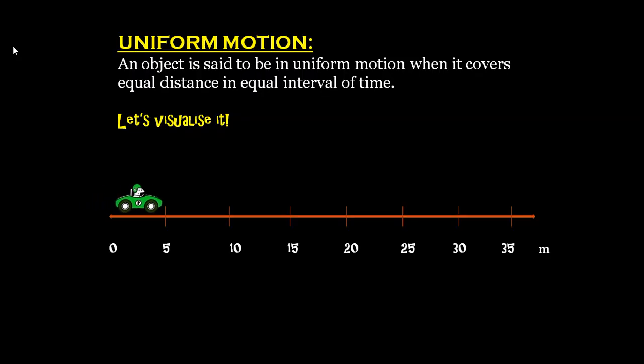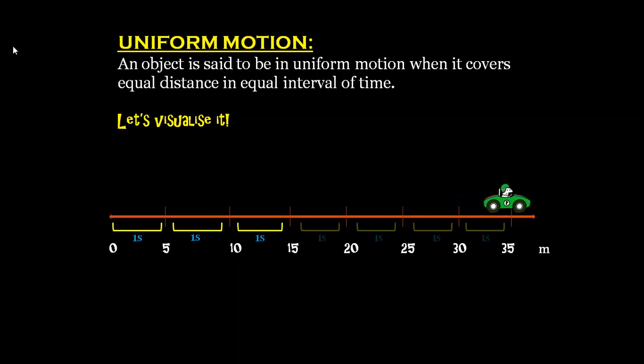He moves 5 meters in 1 second. Then another 5 meters in 1 second. Then next 5 meters in 1 second. In the same way, he travels 5 meters at the time interval of 1 second, 1 second and 1 second. So, he travels equal distance of 5 meters in equal interval of time, which is 1 second.